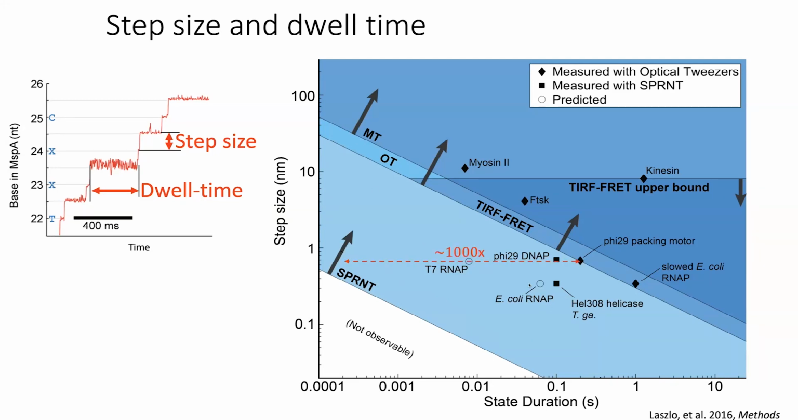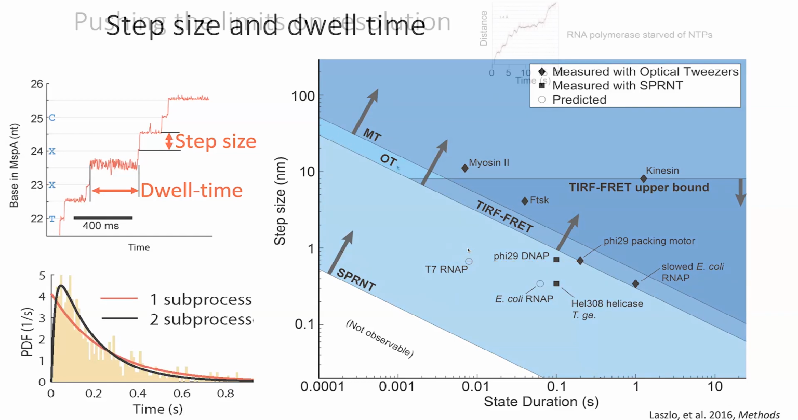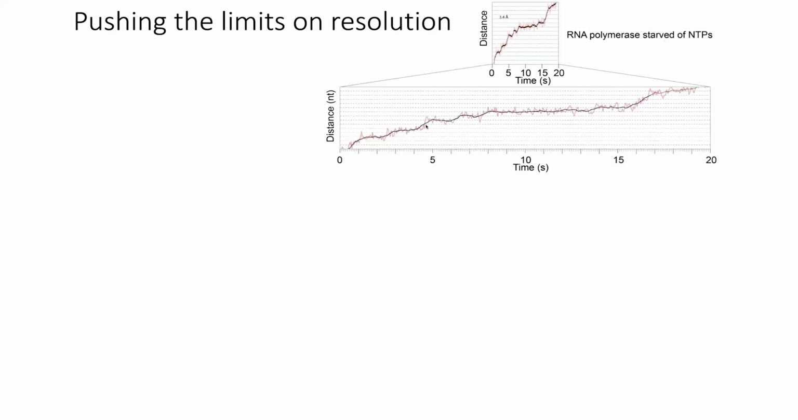When you're looking at our data, you can observe things that are 1,000 times faster than what you'd be able to observe with optical tweezers or magnetic tweezers or something like that. Here's an example optical tweezers trace. They're looking at RNA polymerase, and they were able to see single nucleotide steps in there.